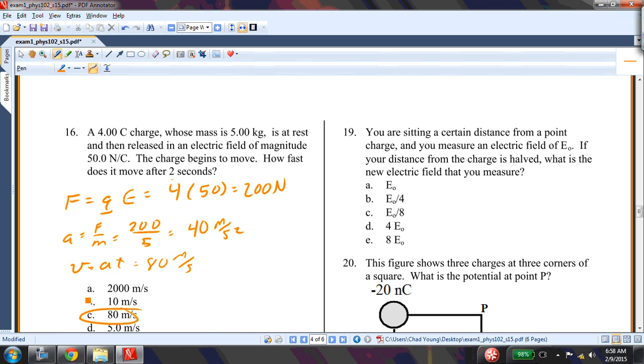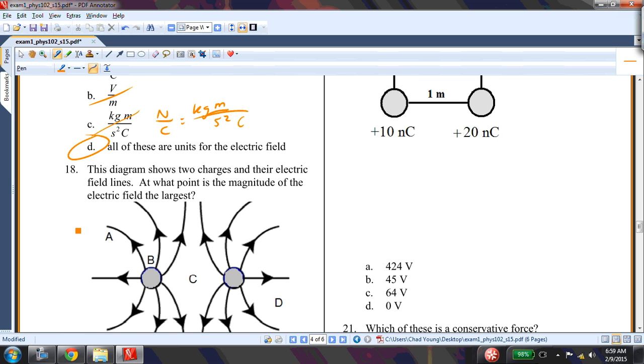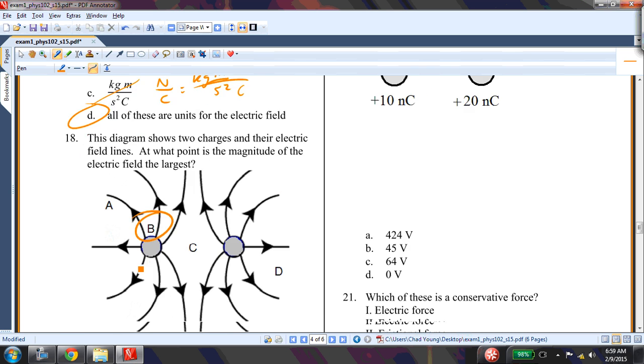So C. Which of these is not a unit for electric field? All right, well, that is a unit. That is a unit. This also is a unit. Remember, newtons per coulomb. Newtons is kilogram meters per second squared per coulomb. So that's the same. So all of these are units. At what point is the magnitude of the electric field the largest? It's where the lines are closest, so that would be B.